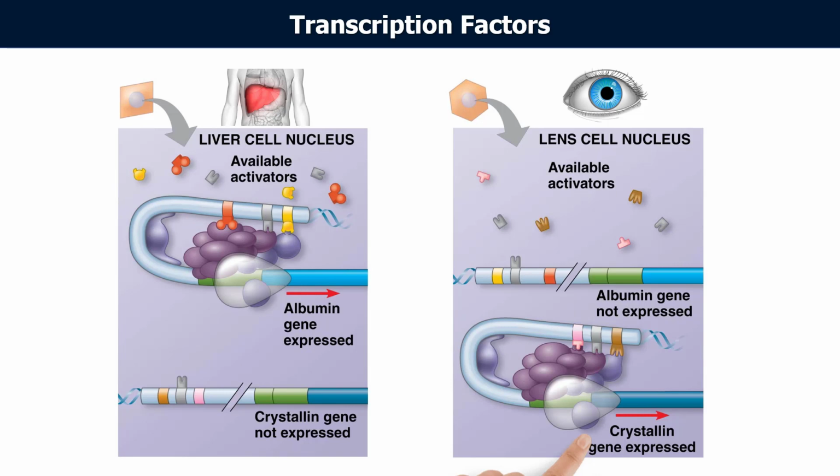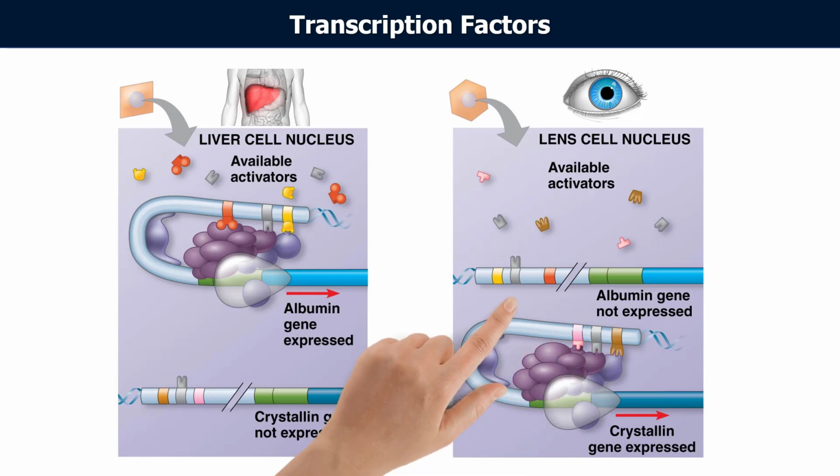So in the eye, we have the pink factor, the gray factor, and the gold factor. Those factors are present in lens cells, and so they get the RNA polymerase recruited to the crystalline gene and it's turned on. But we do not have the correct transcription factors present in that cell type to turn on the albumin gene. So again, we're getting differential gene expression in different cell and tissue types.